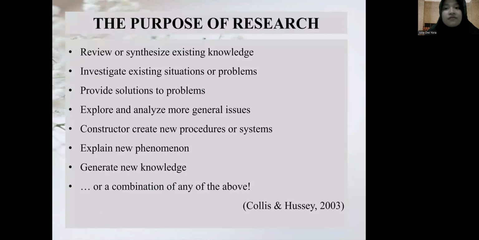The purpose of research is to review or synthesize existing knowledge and then investigate existing situations or problems. It also provides solutions to problems and explores and analyzes more general issues. It can also construct or create a new procedure or system, explain new phenomena, generate new knowledge, or a combination of any of the above.